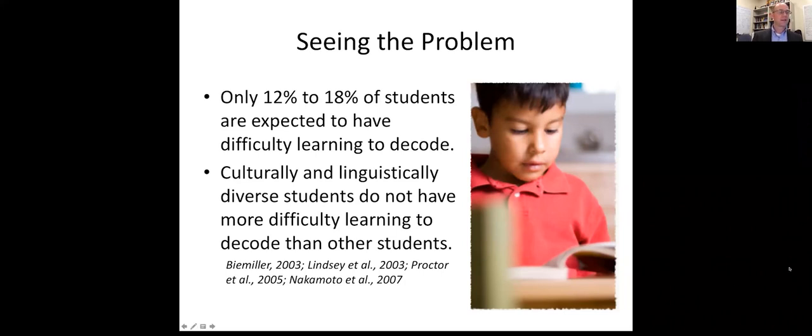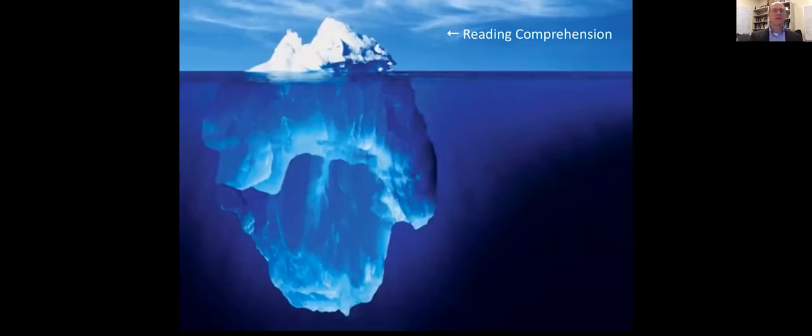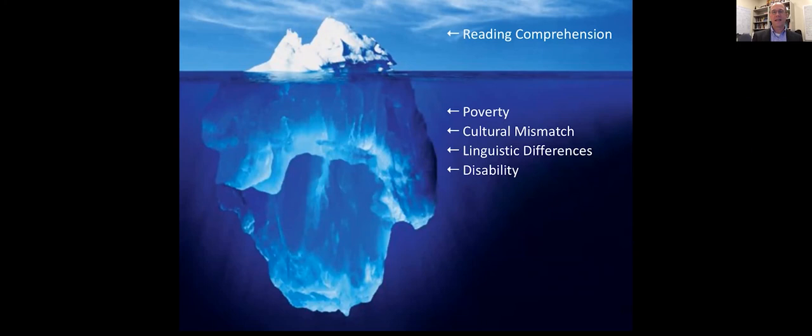Nakamoto, one of the references here, in 2007, followed Hispanic children from kindergarten up to 4th grade and found that the Hispanic students learned how to decode or read words just like everybody else. It wasn't unusually difficult for them to decode, but the moment she started to measure comprehension, that's where the breakdown occurred. And let's be clear, if you have 80% of a population not meeting expectations on comprehension, it's not because of a disorder. So clearly there are other factors in play, like poverty or a mismatch from the home culture to the school culture, linguistic differences, disability.